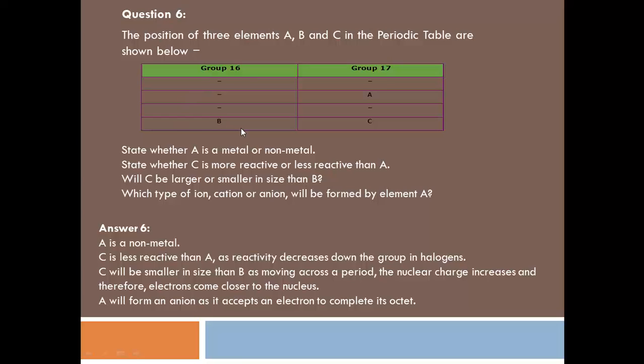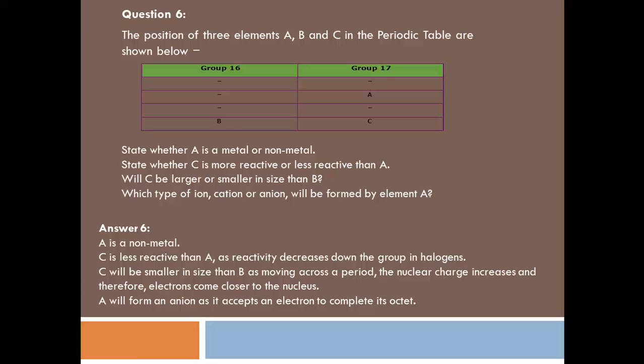So B and C belong to the same period. We know that when we move from left to right across a period, the size of the atom decreases. It is because as we move from left to right in a period, the number of protons gradually increases, but the shell number remains the same in a period. As a result, the size of the atom decreases. So here when you compare the size of B and C, C will be smaller than B.